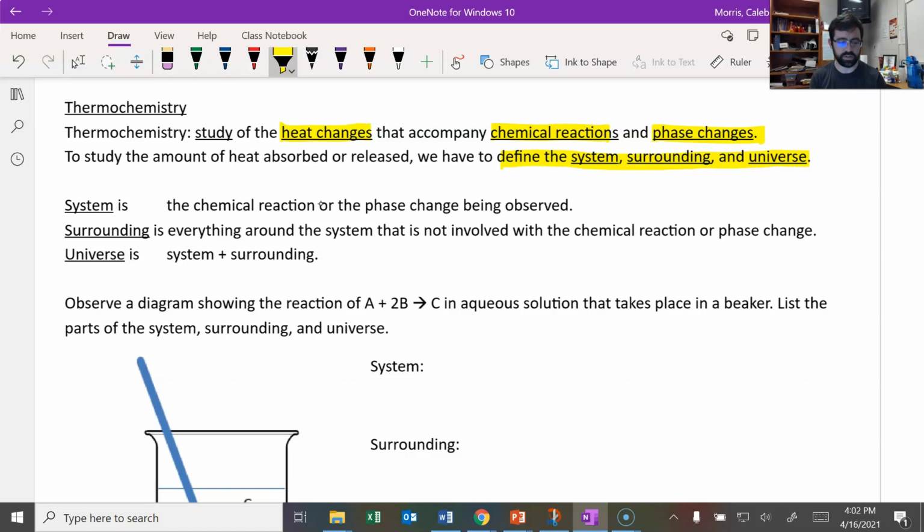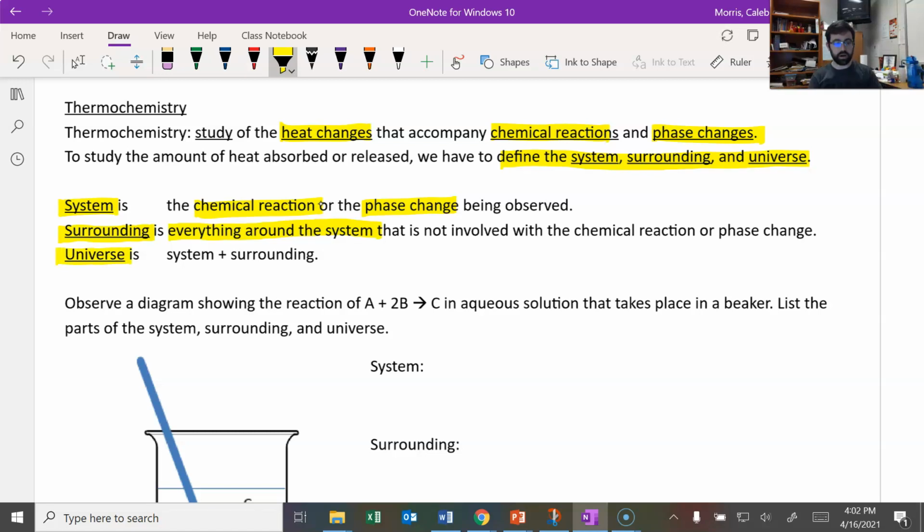Okay, so here are our definitions. The system is the chemical reaction or the phase change being observed. It's that specific thing we're focusing on. Chemical reaction or phase change usually. The surroundings is everything around the system that's involved. So everything that is around the system, everything else actually. And when we say the universe, we're talking about universal. That's everything.